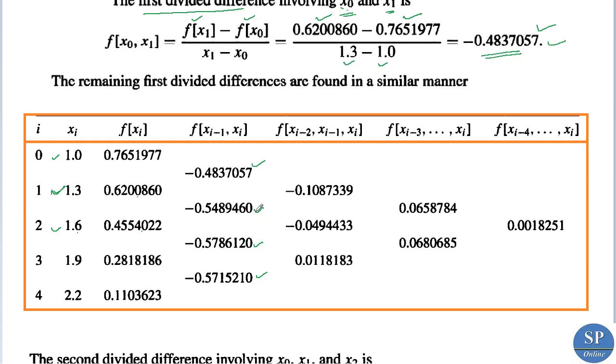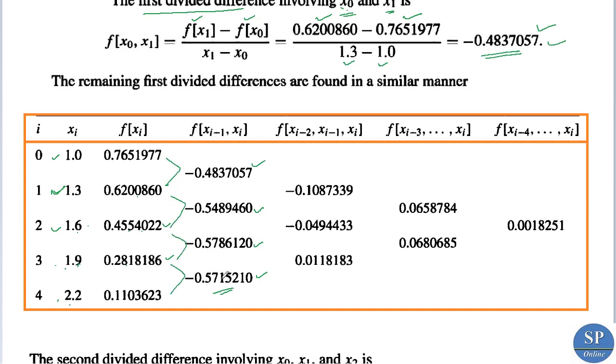So we'll get this, and using these two values you will get this, that is this minus this divided by 1.9 minus 1.6. That is the first divided difference using x2 and x3, and using x3 and x4, that is 1.9 and 2.2, we'll get the first divided difference of this. Okay, so you can just verify these three. It is actually obtained from these.